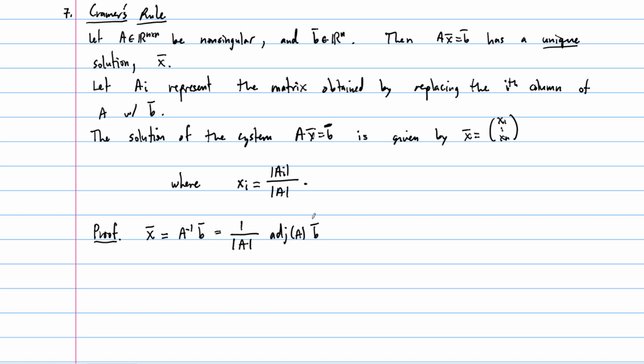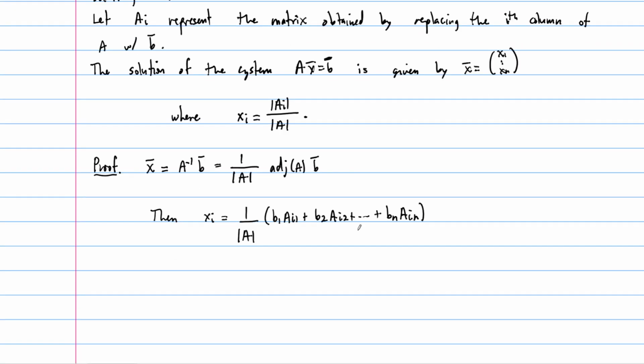So when we work this out, the ith entry of this solution vector is going to be 1 over the determinant, which hangs around, and then the entries in the ith row times B. So it's going to be B1 times A i1, plus B2 times A i2, plus all the way through Bn times A in.